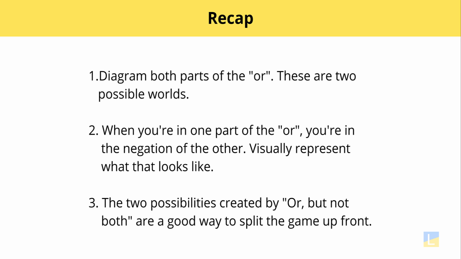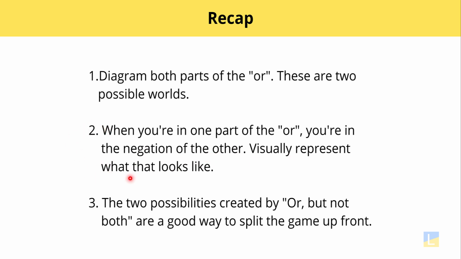Before I leave you, I want to do a quick recap of what we learned. How do we handle "or but not both" in an ordering game? Well, first, make sure you diagram and visualize both parts of the OR statement. These are two possible worlds for the game. And then make sure you draw out what the "not both" actually means. When you're in one part of the OR statement, you're in the negation of the other. The other part of the OR statement cannot be true when you have the "but not both." Make sure you draw it out. That's the key to this type of rule.